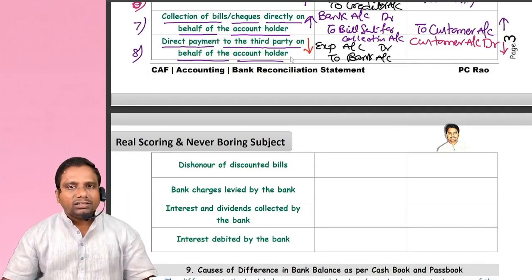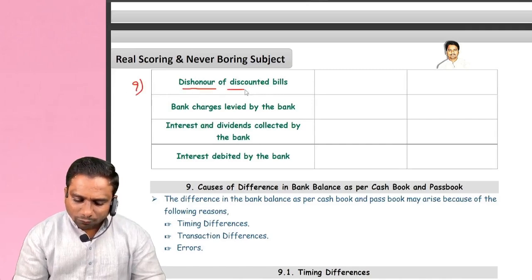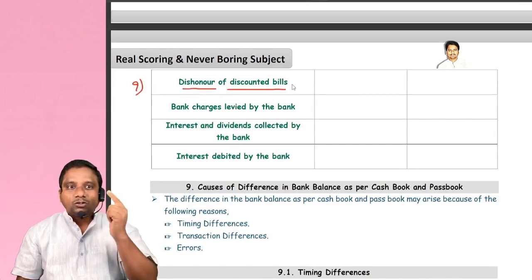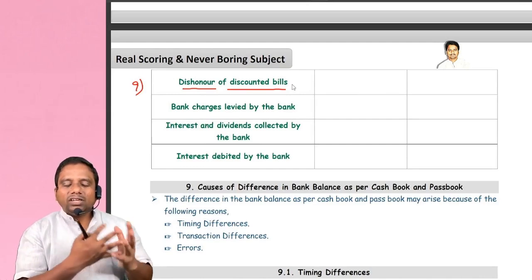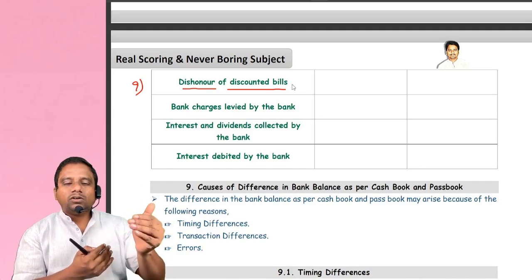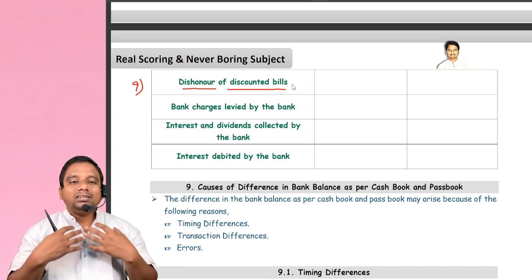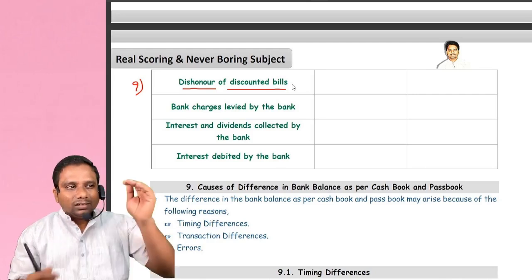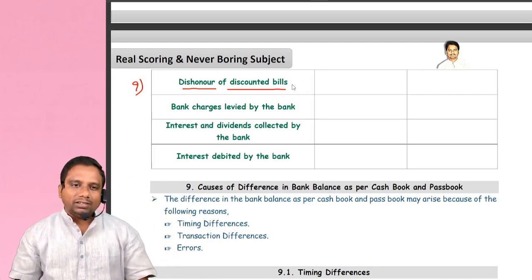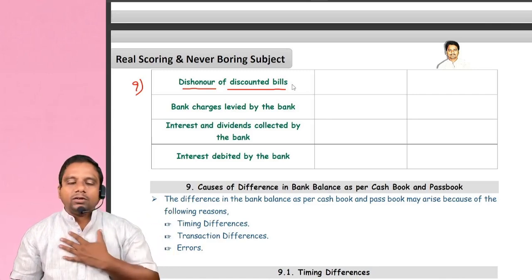Next one. Because of the eighth transaction, our bank balance gets decreased. Next one, ninth transaction: dishonor of discounted bills. Bills of exchange chapter, don't forget. When we discount the bill, we record the entry: bank account debit, discount account debit, to bills receivable. If the discounted bill gets dishonored, the bank will collect that amount from us. That means the bank will directly deduct the amount from our account.